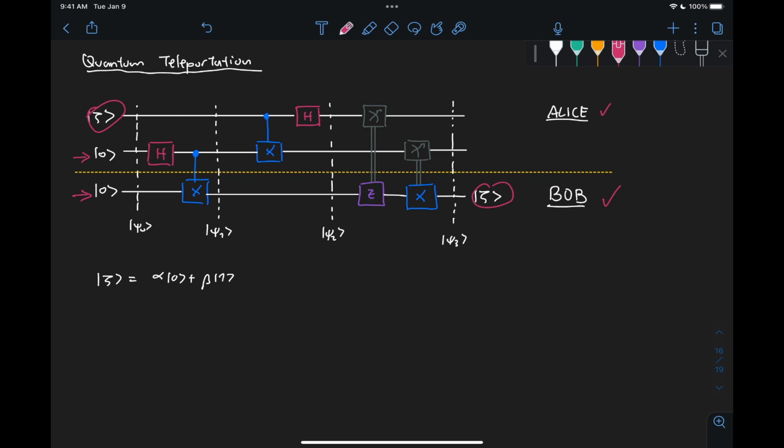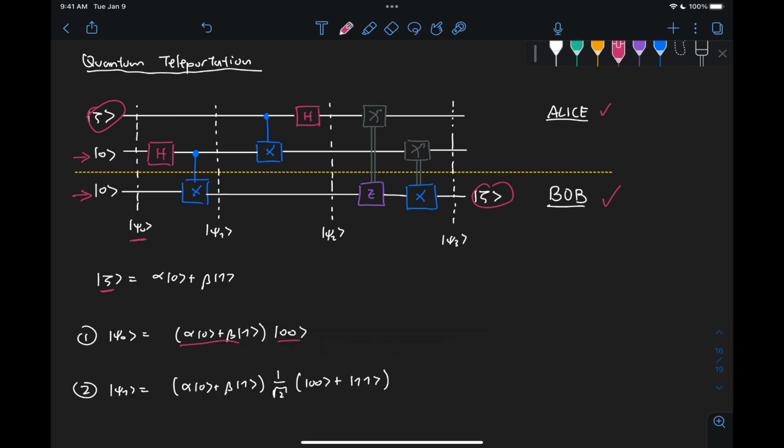So the first thing we do is, if zeta is an arbitrary state, alpha 0 plus beta 1, well, the first thing we have here at the beginning, this psi 0, is just that zeta, and then the pair of qubits that Alice and Bob have are initialized at 0, 0. Then when we entangle those two qubits, well, we just have the same state zeta, and then an equal superposition of state 0, 0 and 1, 1, right? So this Hadamard gate here with this CX gate just entangles those two qubits, and that generates this Bell state.